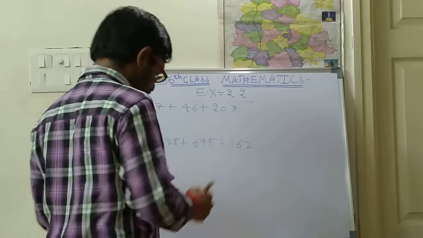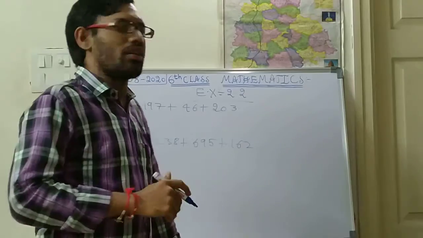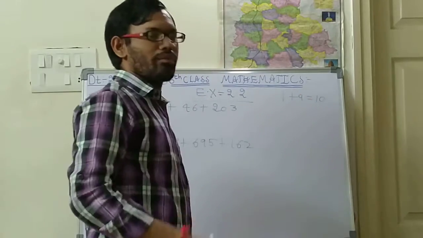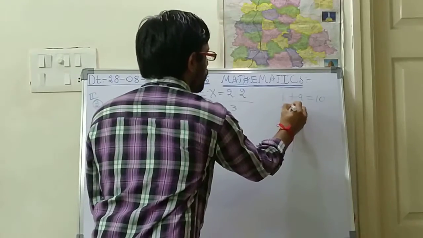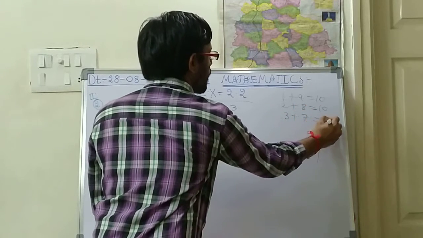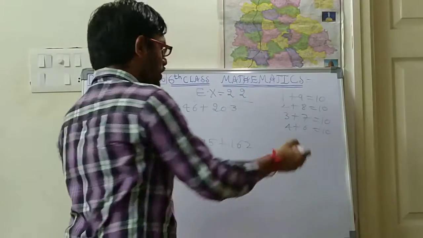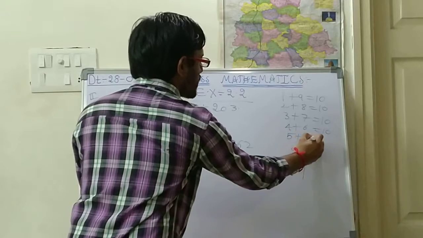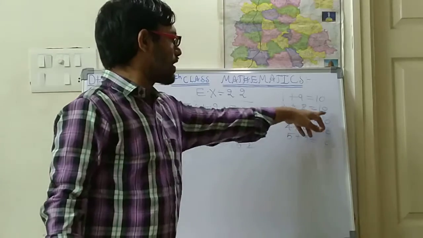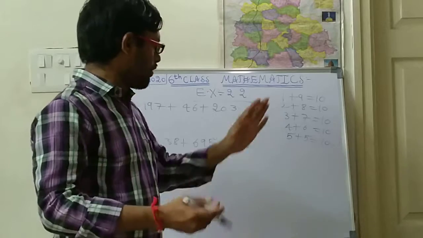First of all, 10. Addition of two numbers to make 10. See, 1 plus 9 is 10. Is it right? Next, 2 plus 8 is 10. Next, 3 plus 7 is 10. Next, 4 plus 6 is 10. Next, 5 plus 5 is 10. Is it right or not? So 1 plus 9 is 10, 2 plus 8 is 10, 3 plus 7 is 10, 4 plus 6 is 10, 5 plus 5 is 10.